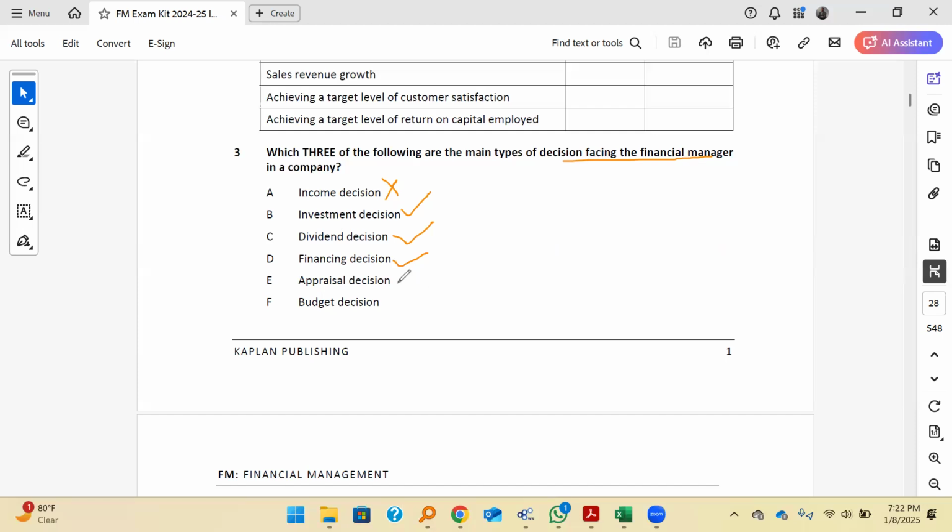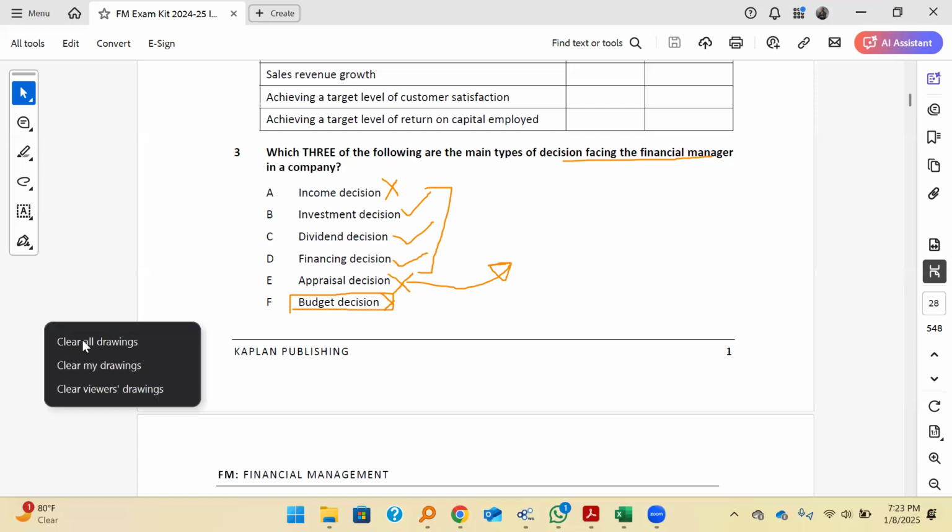So when it comes to appraisal and budget decisions, these are not decisions the finance manager makes. Appraisal decisions can be made by the performance management team when it comes to the employees. Then the budget decision is basically again for people who are planning, but at operational levels. So these are not decisions of the finance manager. Finance manager deals with these three here, among others that we are going to look at later.